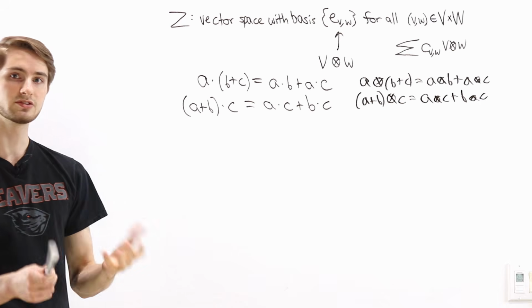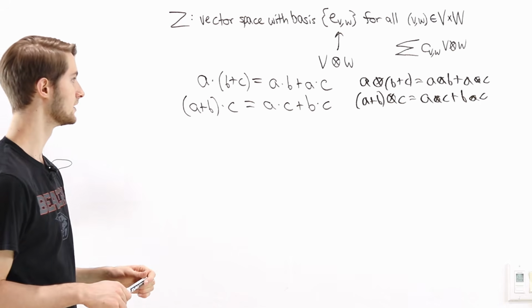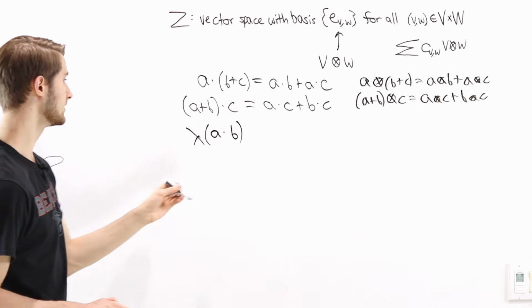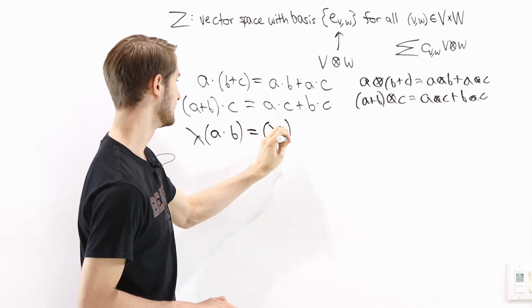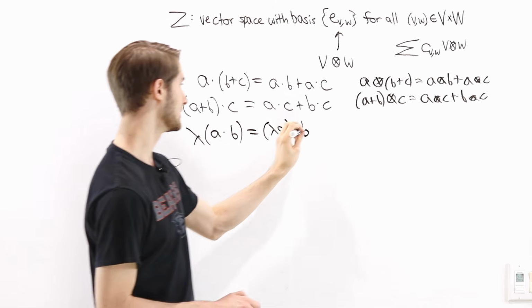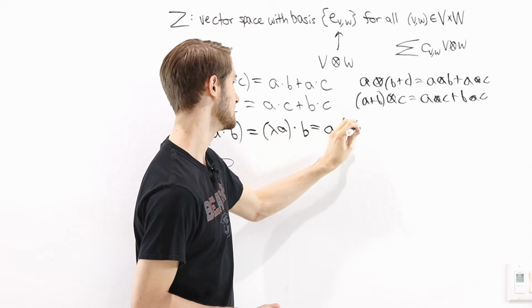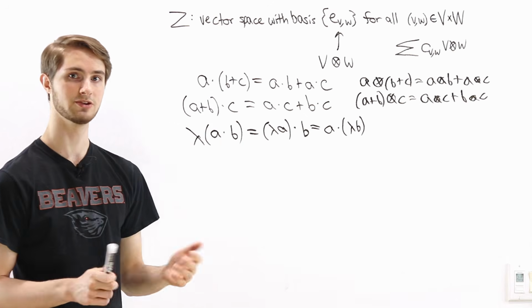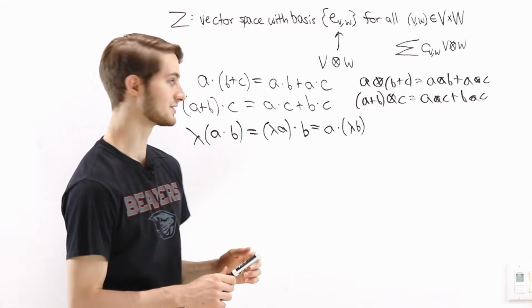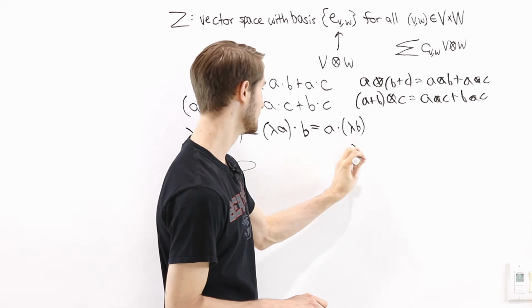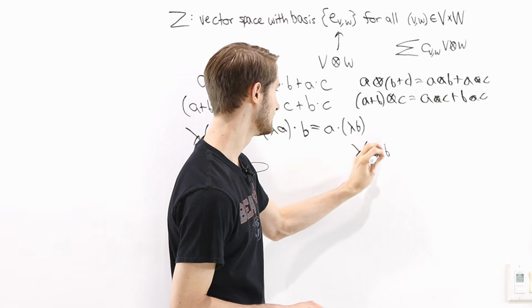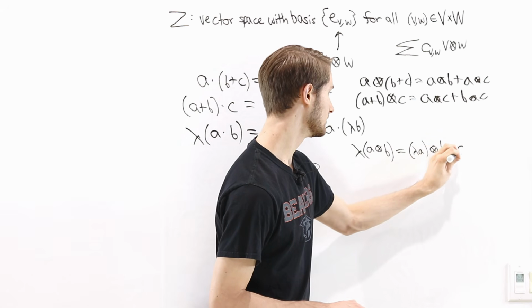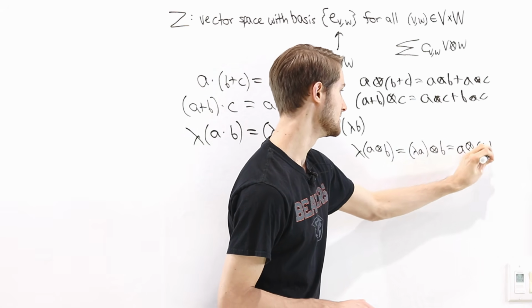Now we also need to think about scalar multiplication in this vector space. So what is lambda times a times b? One way that we can look at this is (lambda a) times b. And another way we can look at it is a times (lambda b). This is the way that we expect scalar multiplication to work on a product of two elements. So if we look at the tensor product side, we're going to have the same kind of rules. Lambda times (a tensor b) should equal (lambda a) tensor b, and that should equal a tensor (lambda b).